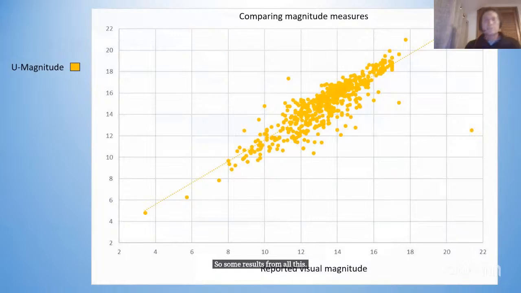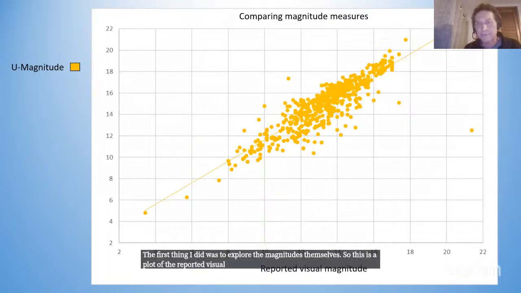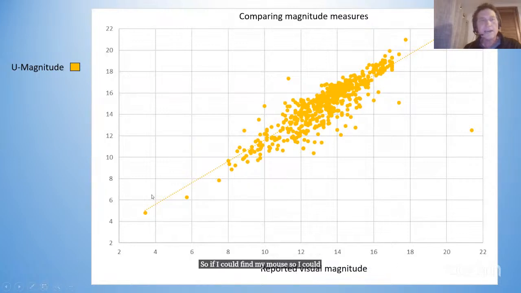So some results from all this. The first thing I did was to explore the magnitudes themselves. So this is a plot of the reported visual magnitude from Stellarium. If I could find my mouse, I could find it down there, against, in this instance, the magnitude in the U spectrum. Quite a decent relationship there.